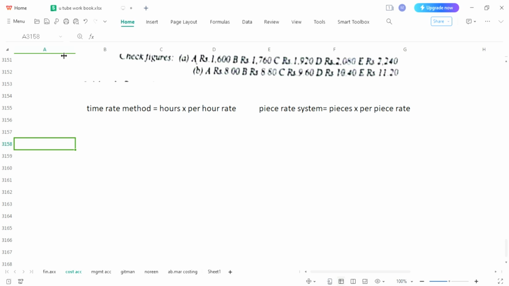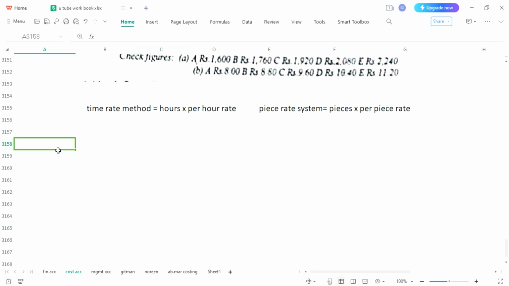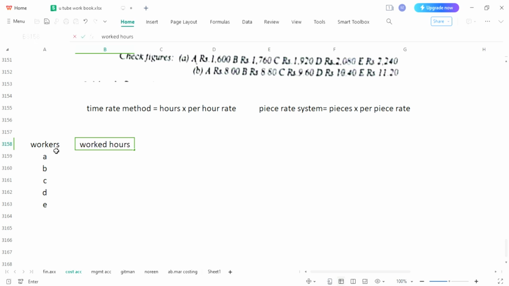And what I will do here, the first thing first, workers, worker A, B, C, D, E, 3 to 5. Okay, yes. And hours they have worked. That is 200, and this 200 is similar for everyone.